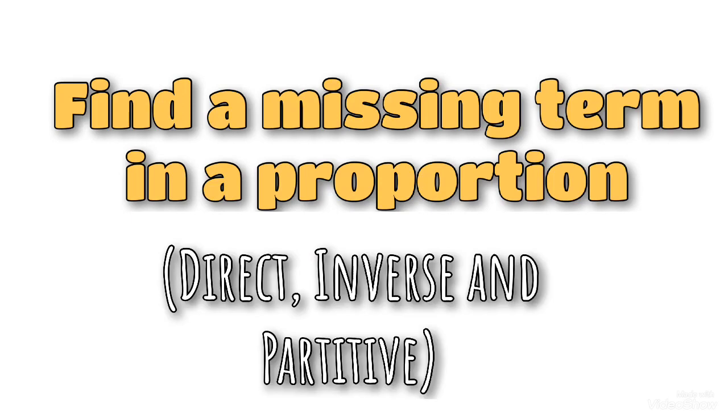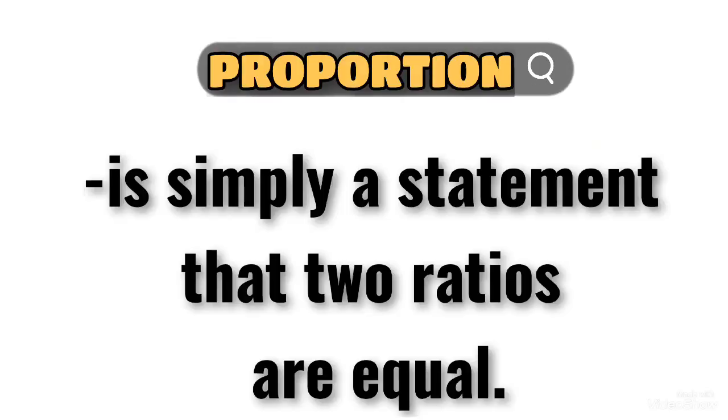In this video, we're gonna learn how to find a missing term in a direct, inverse, and partitive proportion. But before we proceed to our main topic, let's recall first what is proportion. Proportion is simply a statement that two ratios are equal.